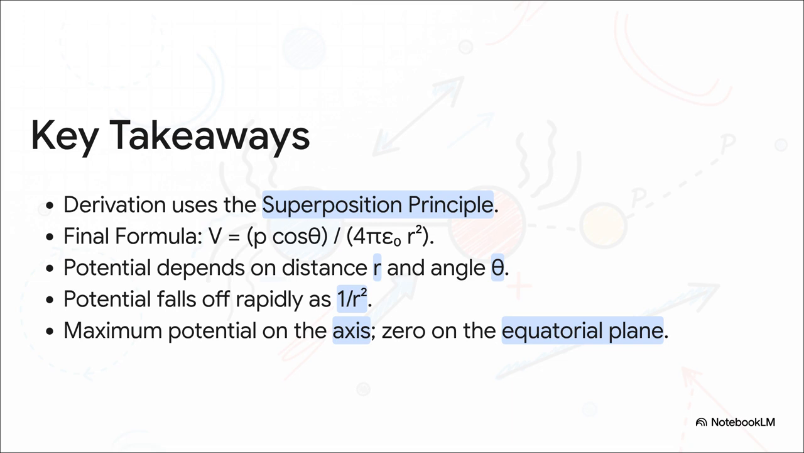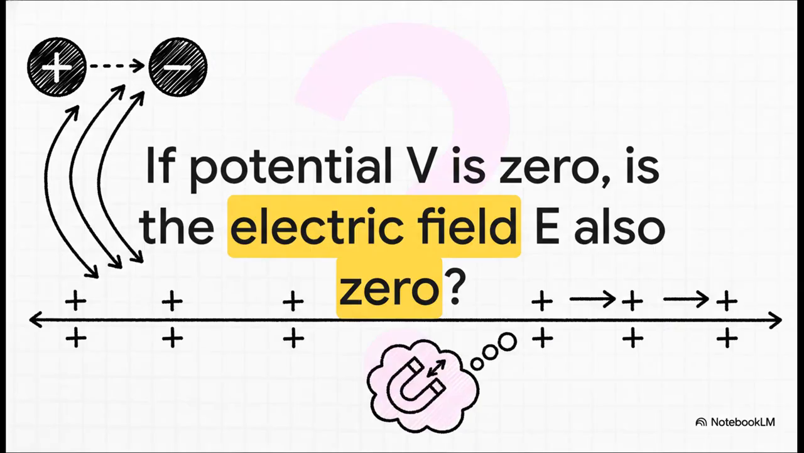This tells us the potential depends not just on distance, but also on the angle theta, and that it falls off really fast as 1 over r squared. And from that, we found our two key special cases. The potential is at its strongest along the axis of the dipole, and it's exactly 0 everywhere on that middle equatorial plane. And that brings us to one last really interesting question to think about.